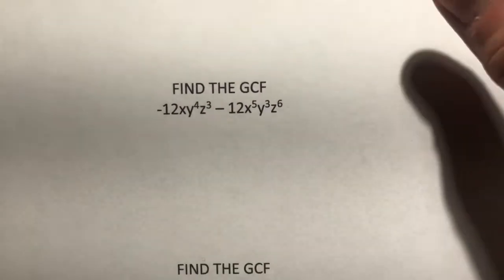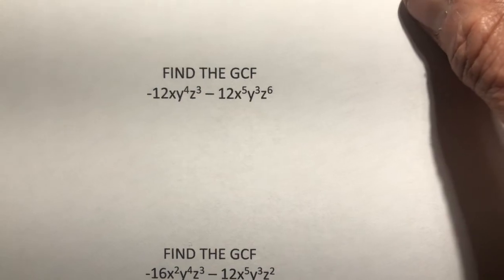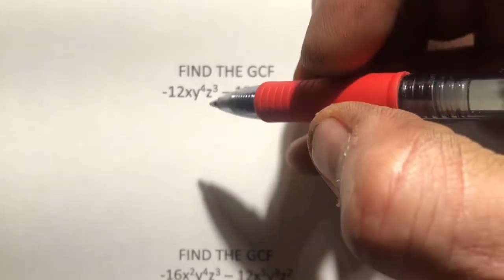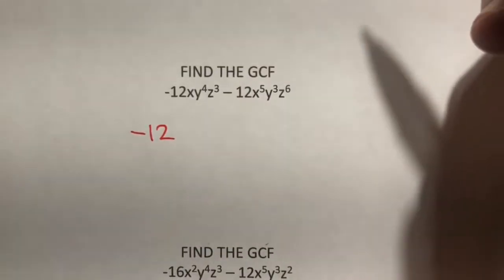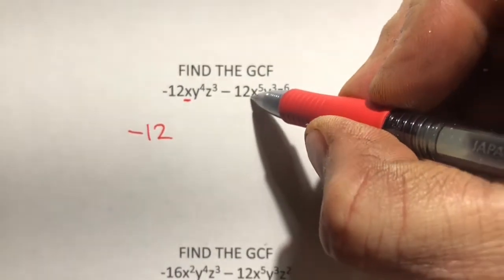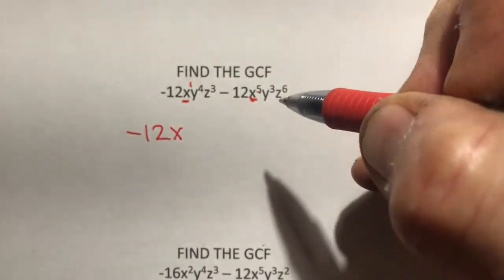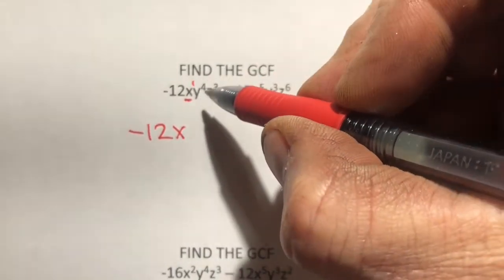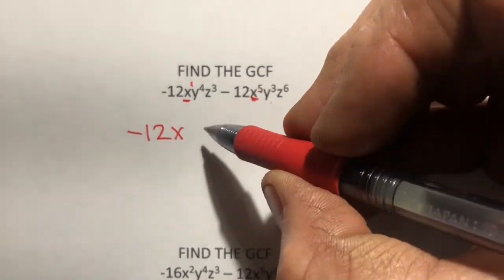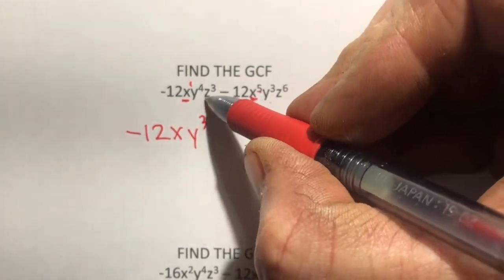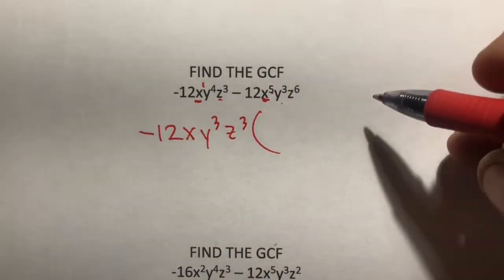Okay, now just got a few more. And these have more variables involved. Okay, so if I look at my numbers first here, negative 12 and negative 12, I can factor out a negative 12. Now look at my x variable. I've got x^5 here. I've got x^1, so I can pull out an x. I can't pull out any more than what the smallest one is. y^4 and y^3, I could pull out a y^3. And on my z's, I could pull out a z^3. So there's my greatest common factor there.